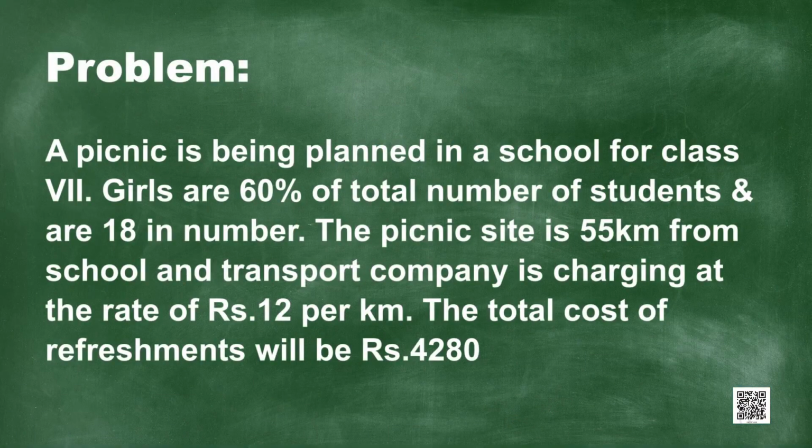Well students, now we have seen the conversion of ratios to percentages and percentages to ratios. Now, let us try to solve a very interesting problem on a students' picnic. A picnic is being planned in a school for class 7. Girls are 60% of the total number of students and are 18 in number. The picnic site is 55 kilometers from the school and the transport company is charging at the rate of rupees 12 per kilometer. The total cost of refreshment will be rupees 4,280.